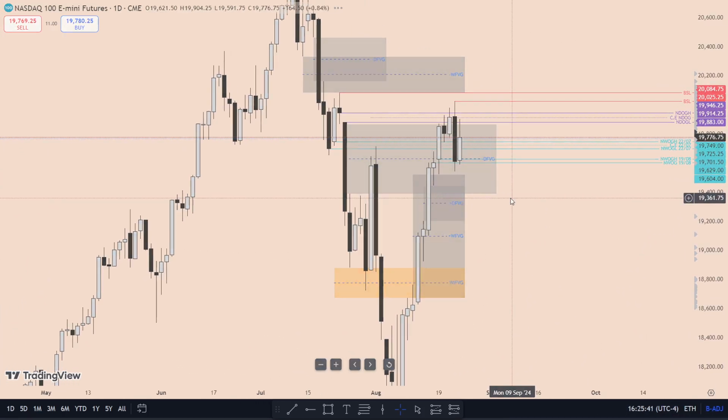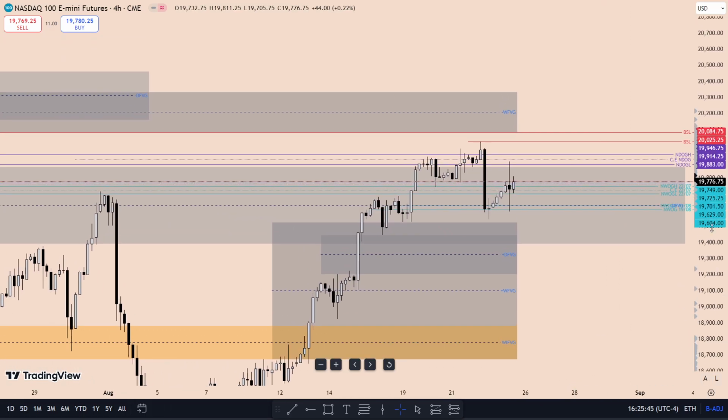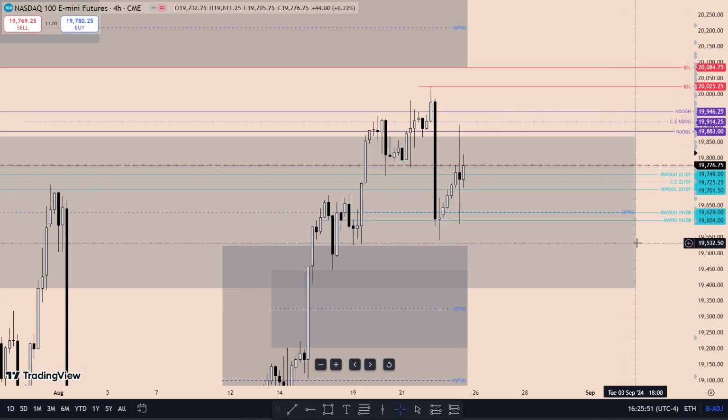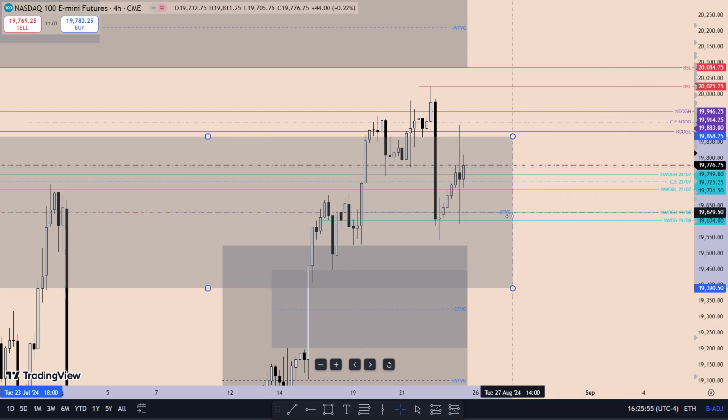So let's go down to the 4-hour chart. Alright, this is where it starts to get a bit annoying because I've already got so much stuff on here. It's starting to get a bit ugly. So let's bring that back. Let's line it up with that.